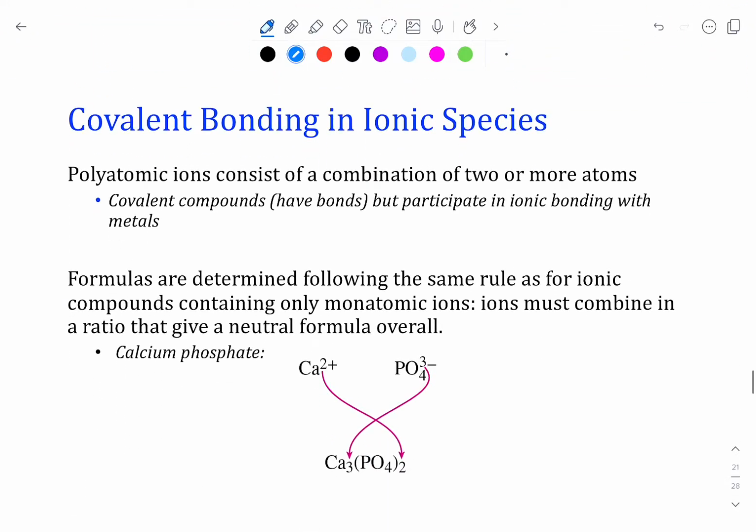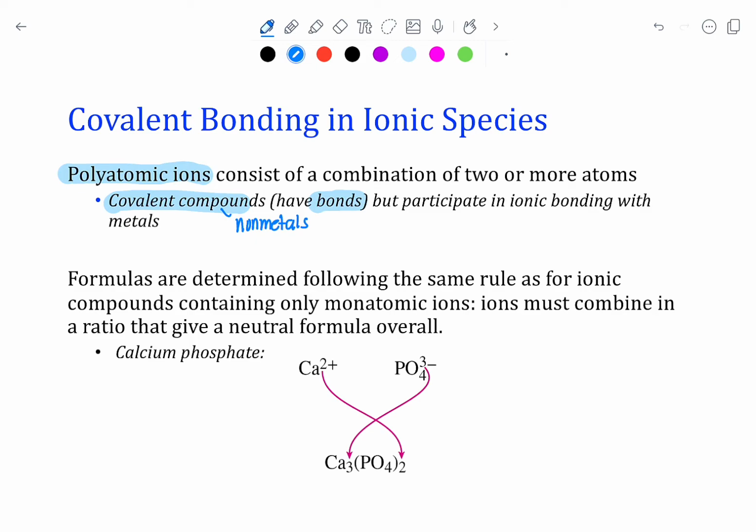Okay, so our last section of this lesson talks about covalent bonding in ionic species. So we have this special type of ion that we call polyatomic ions, and they consist of a combination of two or more atoms. Specifically, they are covalent compounds, so they have bonds. That's very important. They have bonds. They are between nonmetals. So a polyatomic ion is nonmetals.